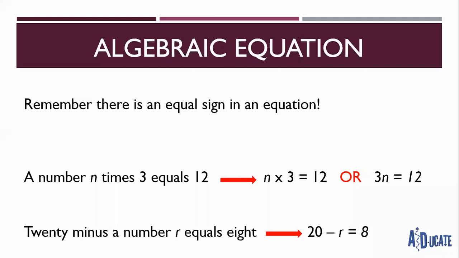If there's a number n, we don't know what it is, and we multiply it by 3, the answer is 12. So n times 3 equals 12. Is the same thing as saying 3n equals 12. Another example, 20 minus a number r, don't know what r is, equals 8. Is the same as writing this as 20 minus r equals 8.